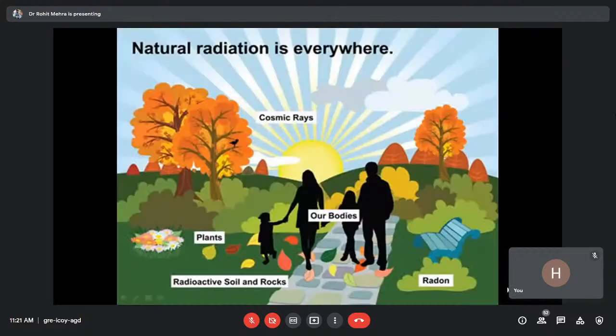Now, it is everywhere. Natural radiations, we generally say, are everywhere, because they are coming from the sun in terms of cosmic rays. They are even coming from the soil, from the plants, and from the building materials which you are using. I've already told you that the choice of building material is also very important in terms of radioactivity, if you are really interested in measuring the exact value of radioactivities.